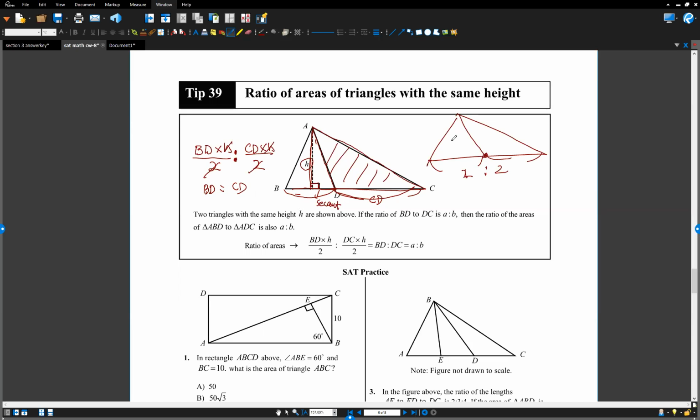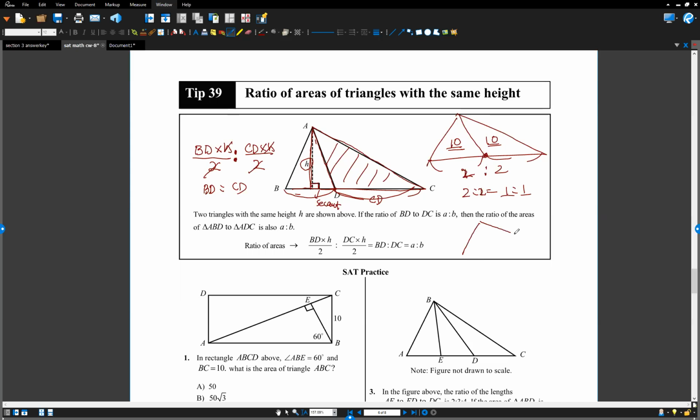If this area is 10, what about the other area? The bases are 2 and 2, the same thing, okay? That is 1 to 1. That means the areas are also 1 to 1. It's going to have the same area. This area is 10, the other also is 10.